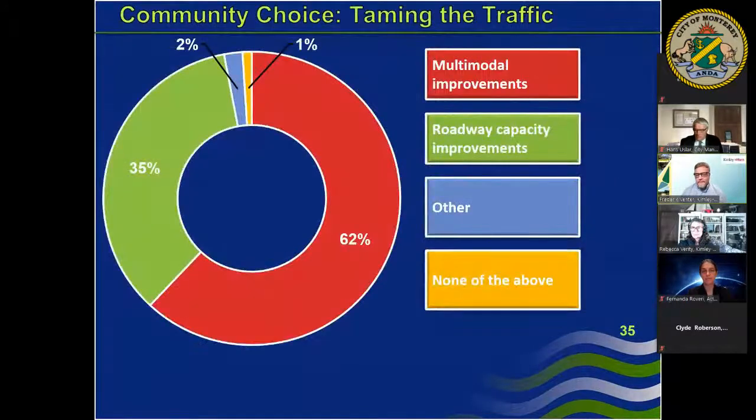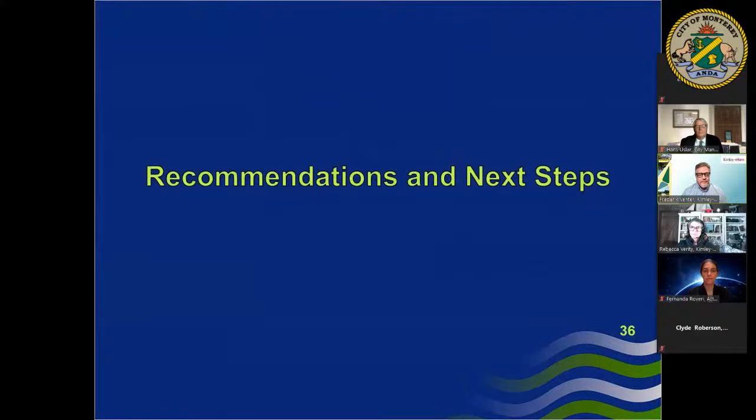Next slide. So the question that we posed to people was, what would you prefer in terms of how do we move people in and out of Monterey? And approximately two-thirds said multimodal improvement. So not just bike and walk, but transit. A heavy move towards transit, getting people from Highway 1 into downtown, Cannery Row, and Pacific Grove. Next slide, please. Rebecca.